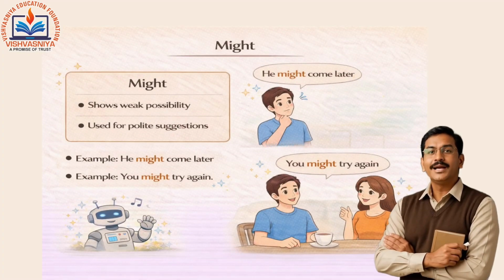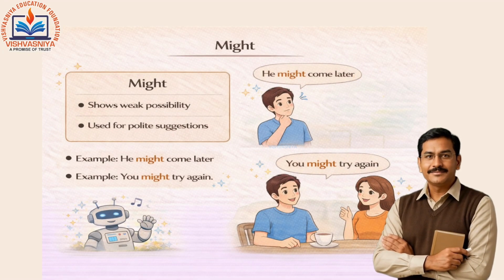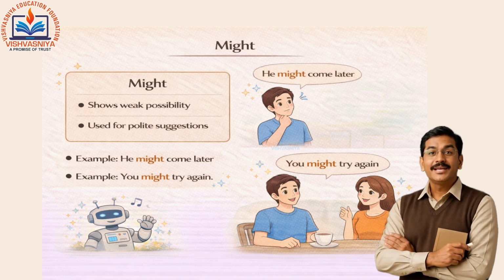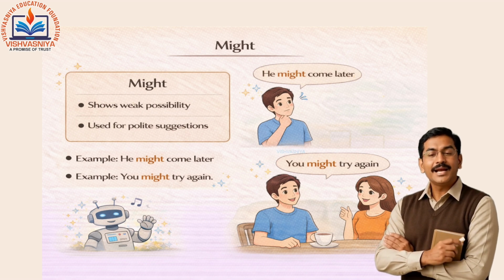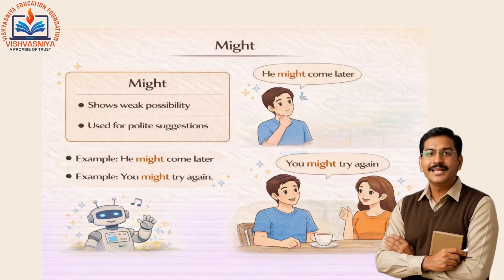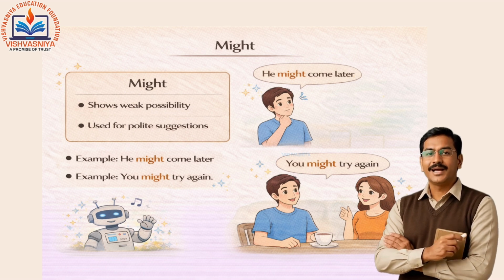The modal verb might is used to show weak possibility. It means the chance of something happening is very small. For example, he might come later. Might is also used to give suggestions politely. For example, you might try again.